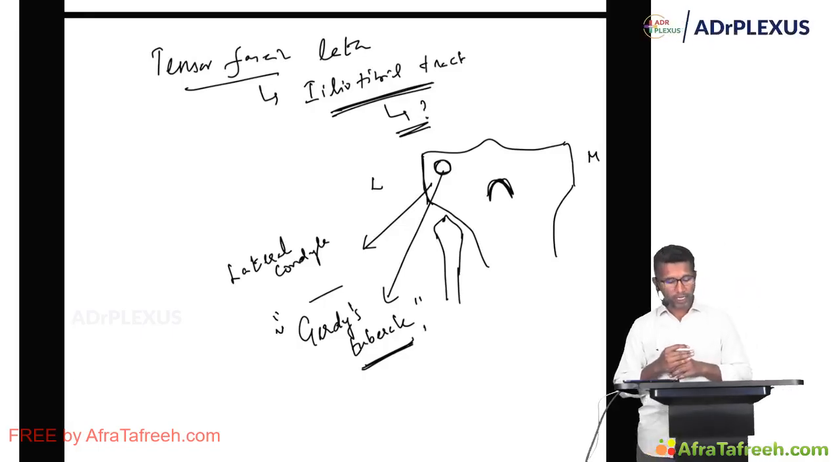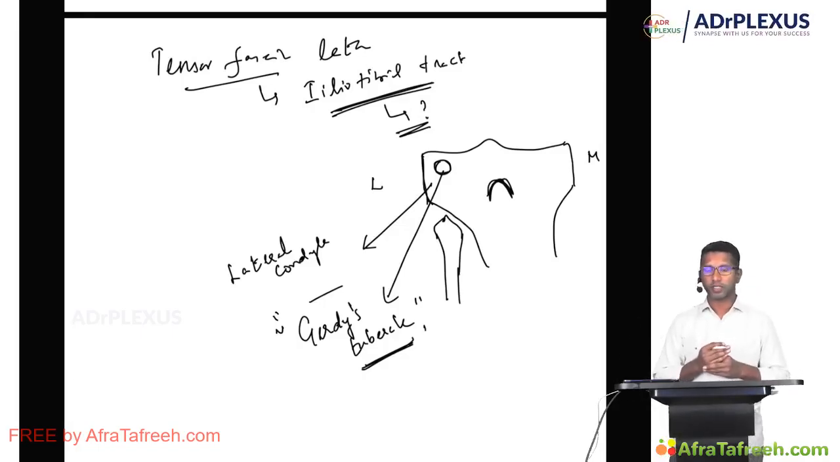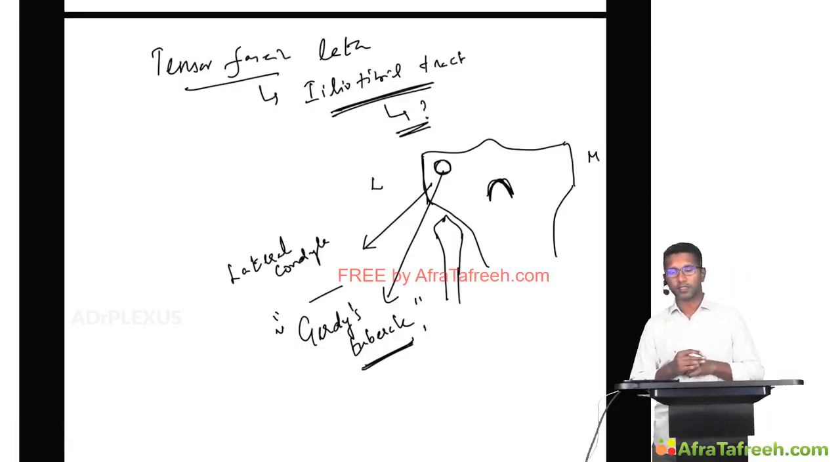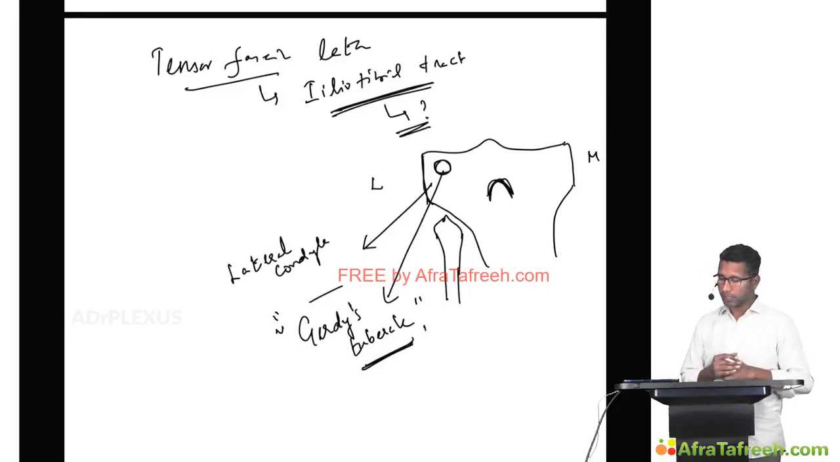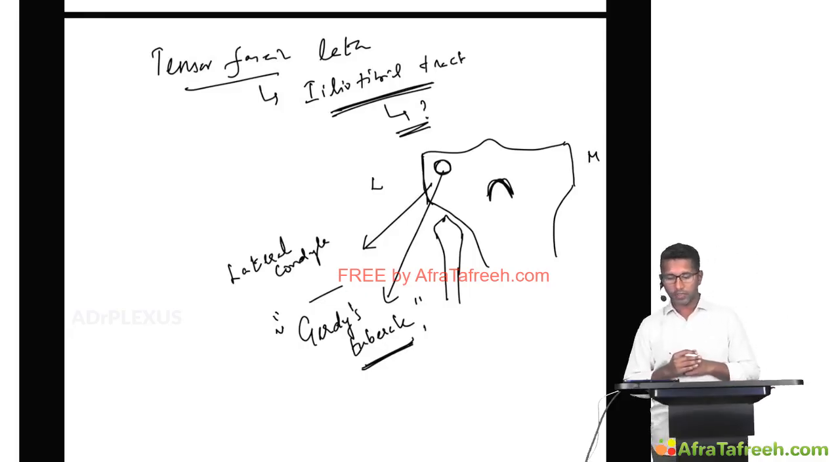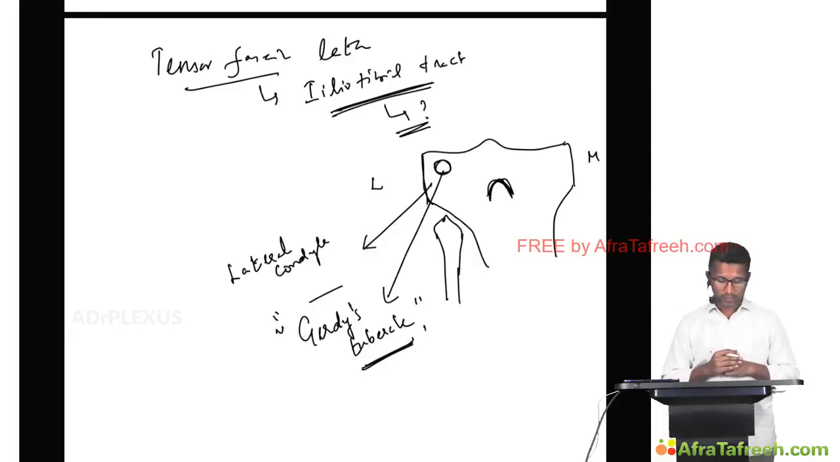Okay. And can anybody tell me what is the content of the anatomical snuffbox? Yes, very good, Anashwara. It is the radial artery.